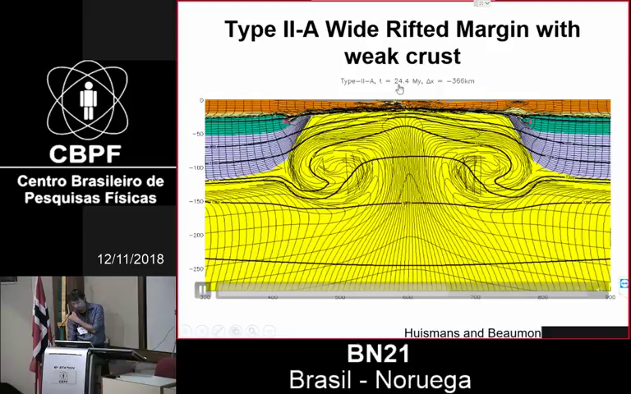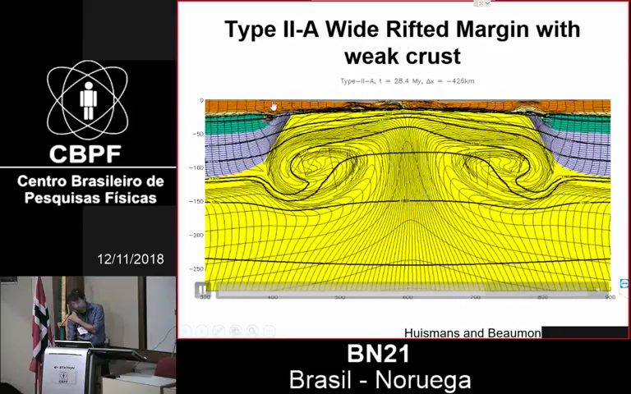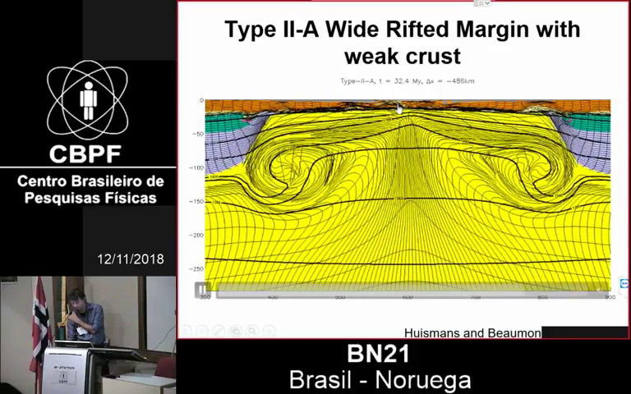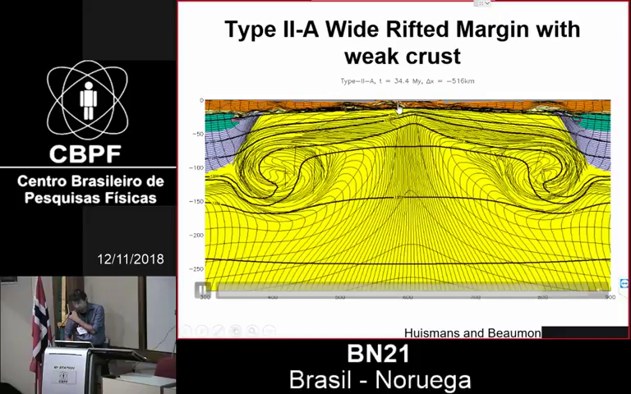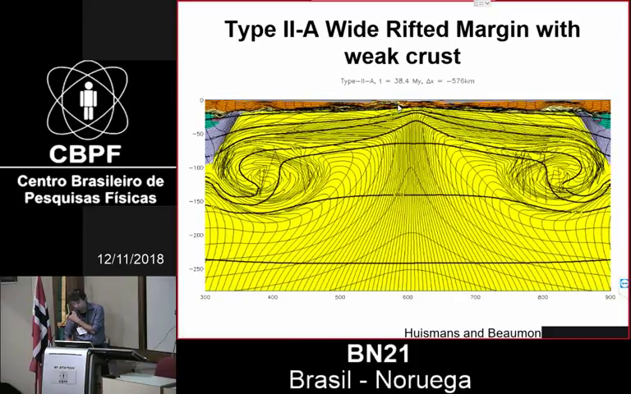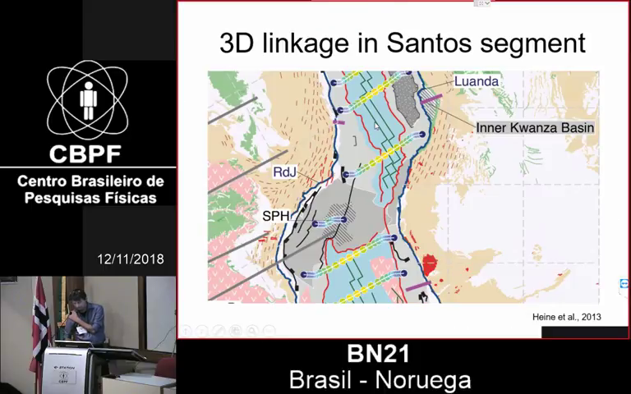Extension finally localizes here in the distal margin, where it will break up, and it produces extremely wide rifted margins, such as we observe in the central South Atlantic between Brazil and West Africa. So we can compare these models with these conjugate sections from Brazil and West Africa, and they basically exhibit very similar features, as we can see here.